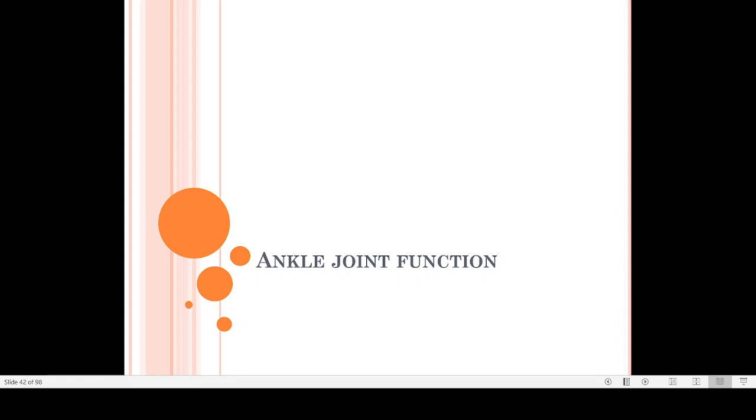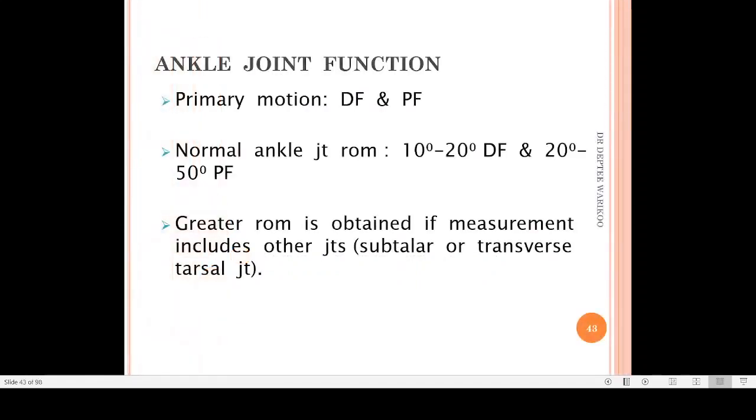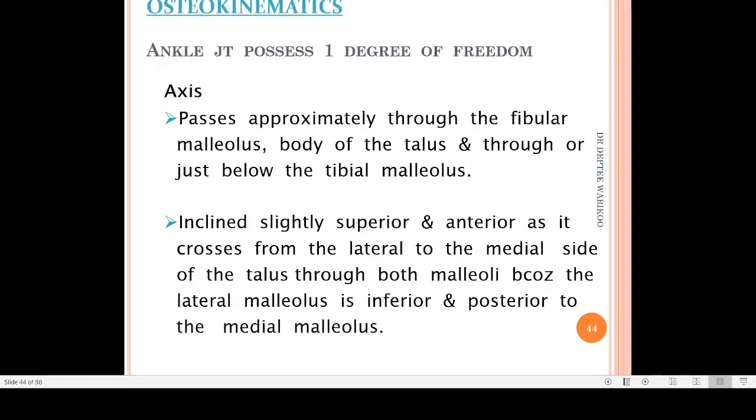Now the function of the ankle joint. The ankle joint mainly does, as we just discussed, plantar flexion and dorsiflexion. That is the action of your talocrural joint. Normal ankle joint range of motion is 10 to 20 degrees of dorsiflexion and 20 to 50 degrees of plantar flexion. Greater range of motion is obtained if the measurement includes other joints also, like your subtalar joint or your transverse tarsal joint. Now we'll discuss the osteokinematics of the talocrural joint.